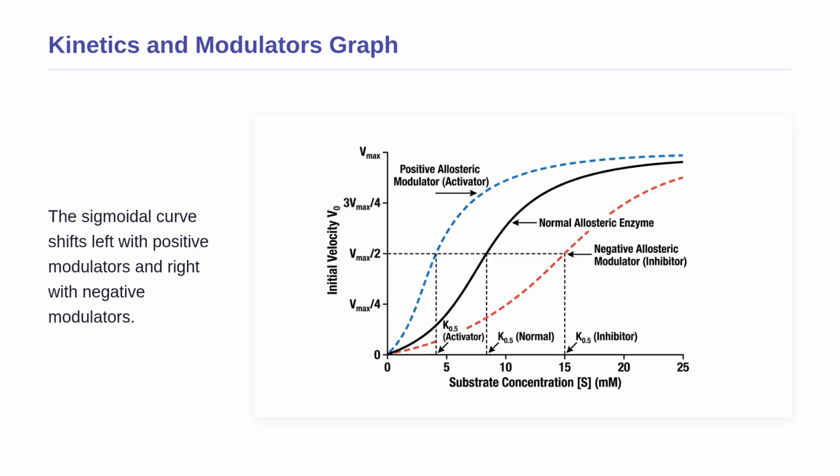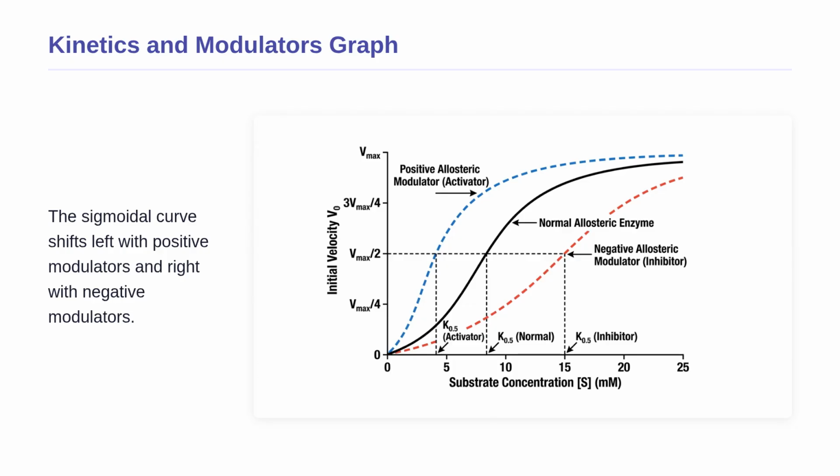Let us visualize everything we have learned by looking at this kinetic graph. The horizontal axis represents substrate concentration, and the vertical axis represents initial velocity. The solid black S-shaped curve in the middle shows the normal allosteric enzyme. Notice how it starts slow and then accelerates. Now, look at the dashed blue curve to the left.